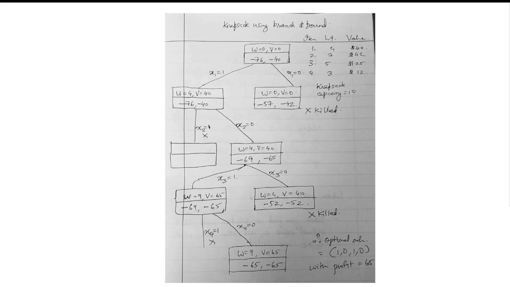Hi students, in this clip we are going to discuss 0/1 knapsack using branch and bound. Here you have an example. You have some items with weights and values, and the knapsack capacity is 10, and like greedy knapsack, we arrange them in order of decreasing value by weight.